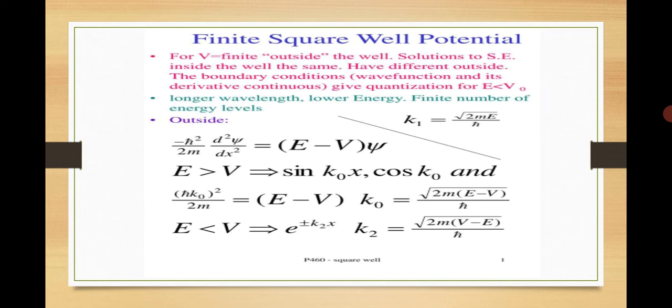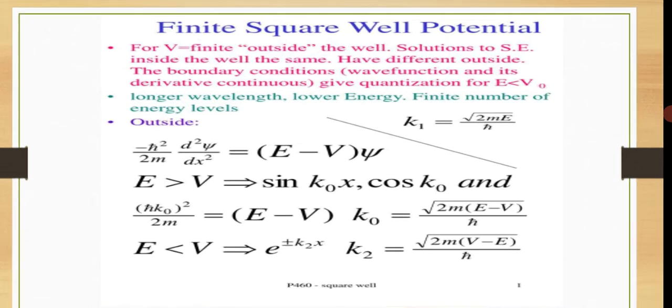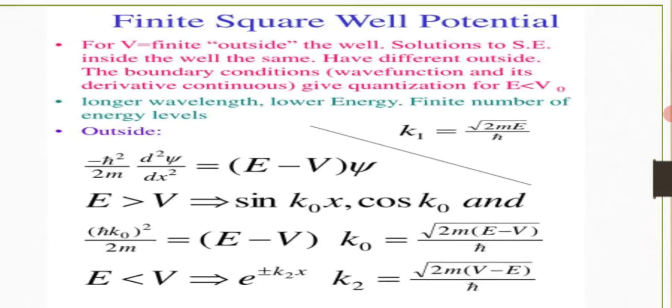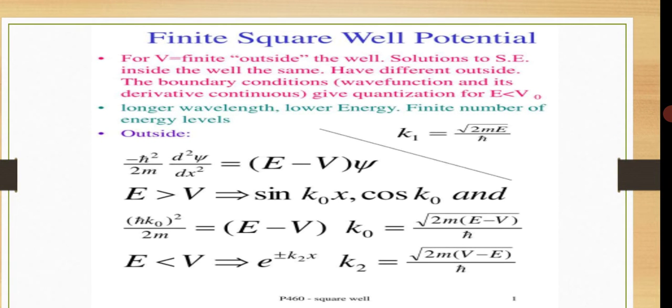So today's topic is the finite square well potential. As we know, in a potential well, we have seen the Heisenberg uncertainty principle, in which we cannot measure two parameters simultaneously. Here we consider the potential V to be finite, while outside the well it is infinite. So, the finite square well potential.